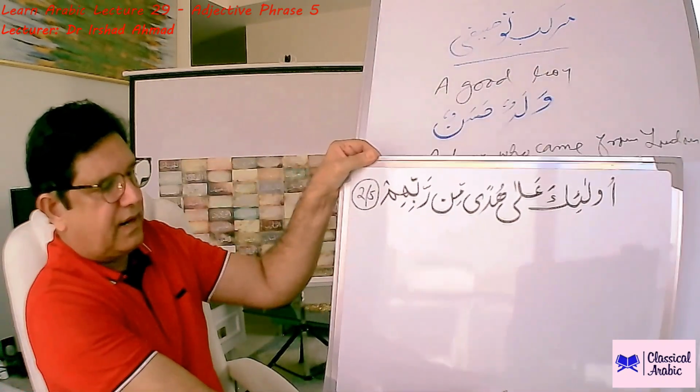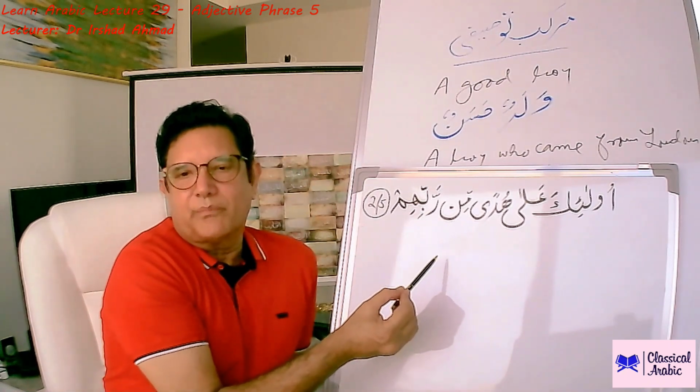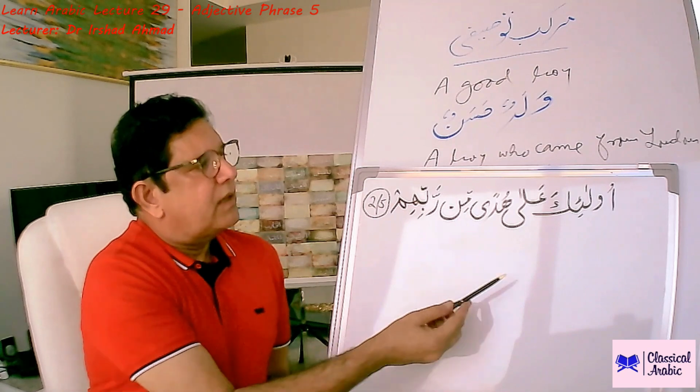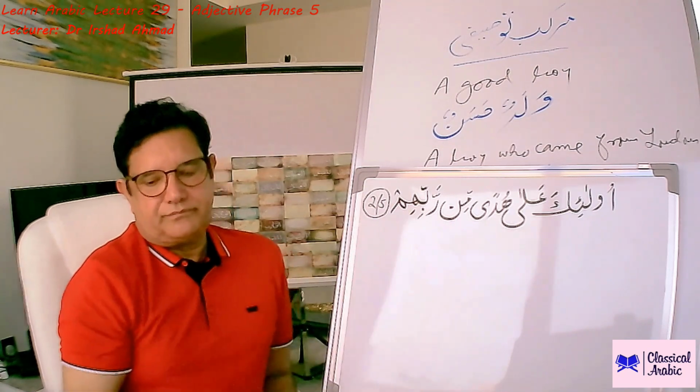This is part of the ayah, the first half of ayah number 5 of Surah Baqarah. Ulaika ala hudam mir rabbihim.